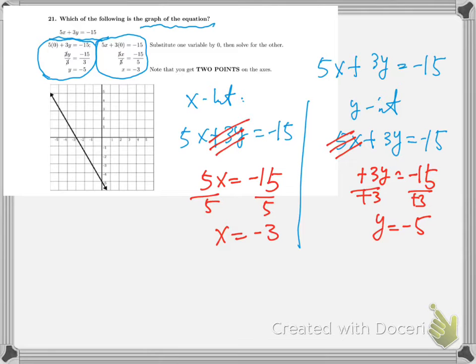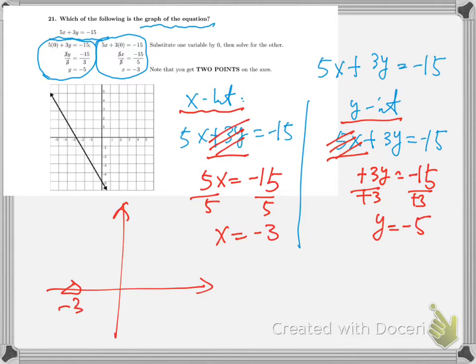Okay, so again, solve for x-intercept, delete the y term. Solve for y-intercept, delete the x term. And then we can draw the picture, right? We can draw the graph. So where is the x-intercept? It's on the x-axis and it's negative 3. The y-intercept is negative 5, so it's down here, negative 5. And then the blue line is the picture.